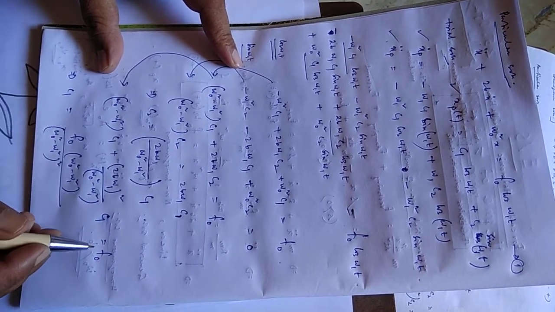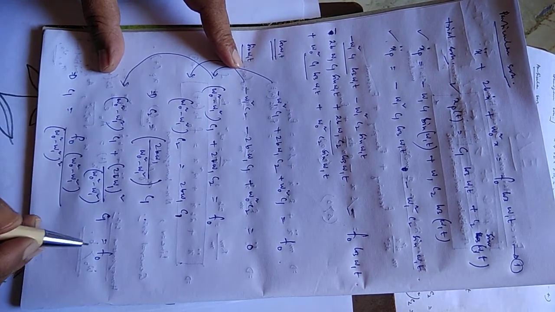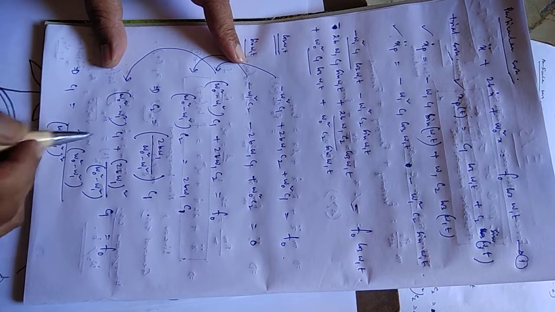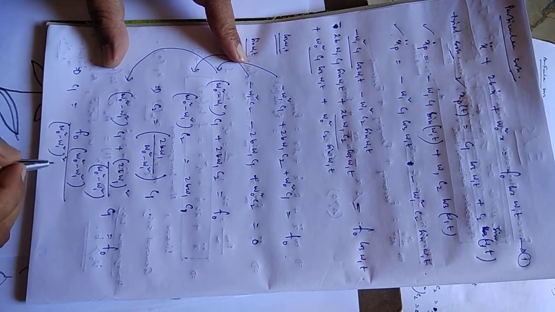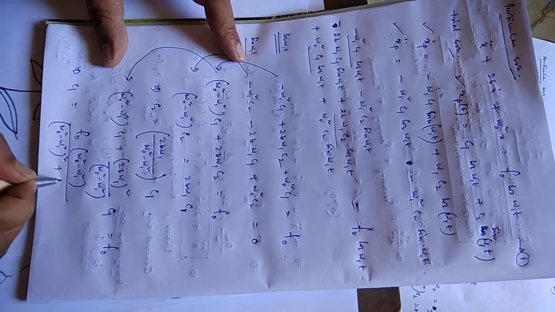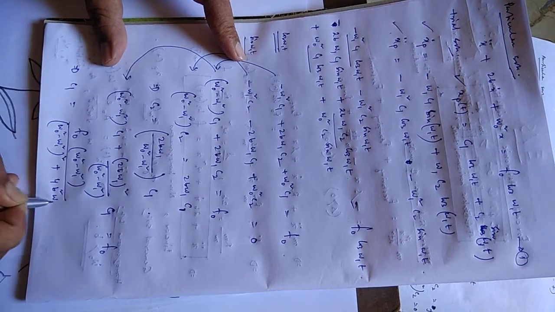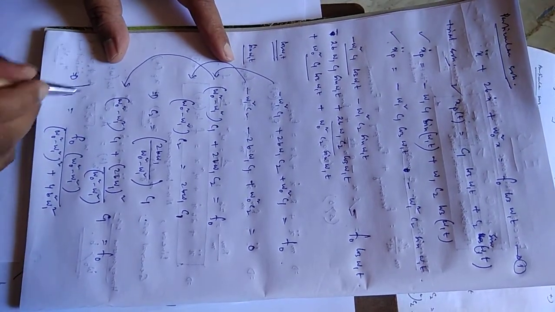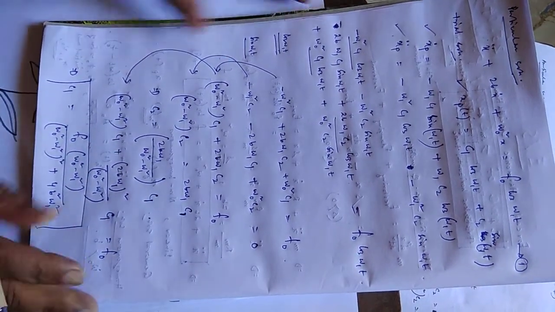C1 equal to ... by omega plus 4b square omega 1 square. Okay, fine. So this is the value of C1. We get one arbitrary constant, and the second arbitrary constant I will be getting from this equation.